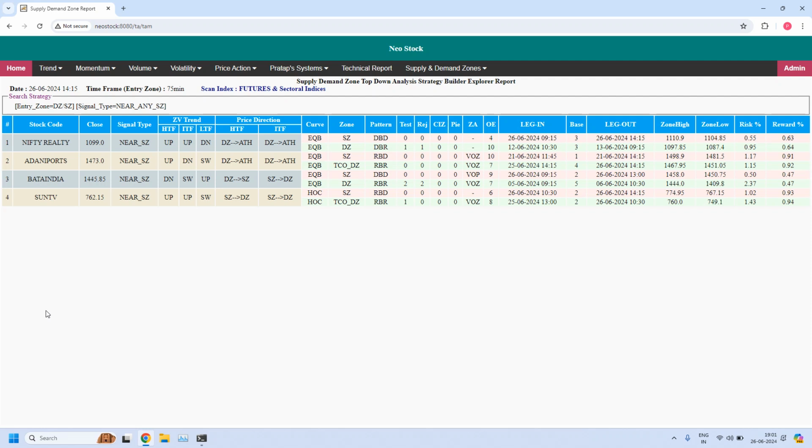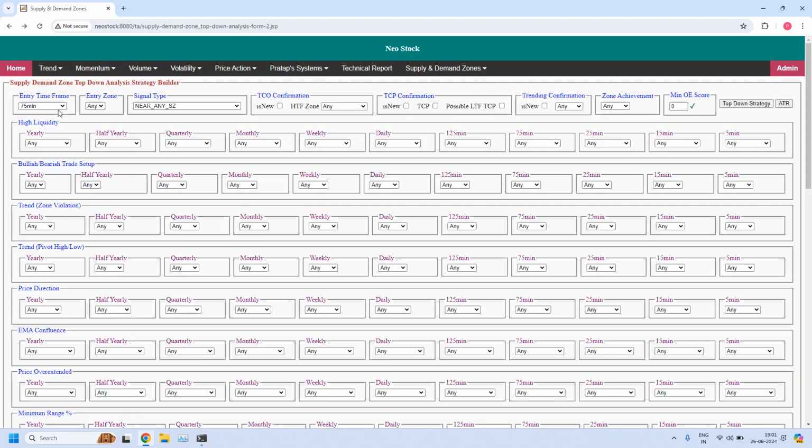That means we identified only one high liquidity zone from today's report, that is JSW Steel. But that is having both a demand zone as well as a supply zone, high liquidity demand and supply zone. Okay, fine. Now let us generate the next report, changing the time frame to 25 minutes.